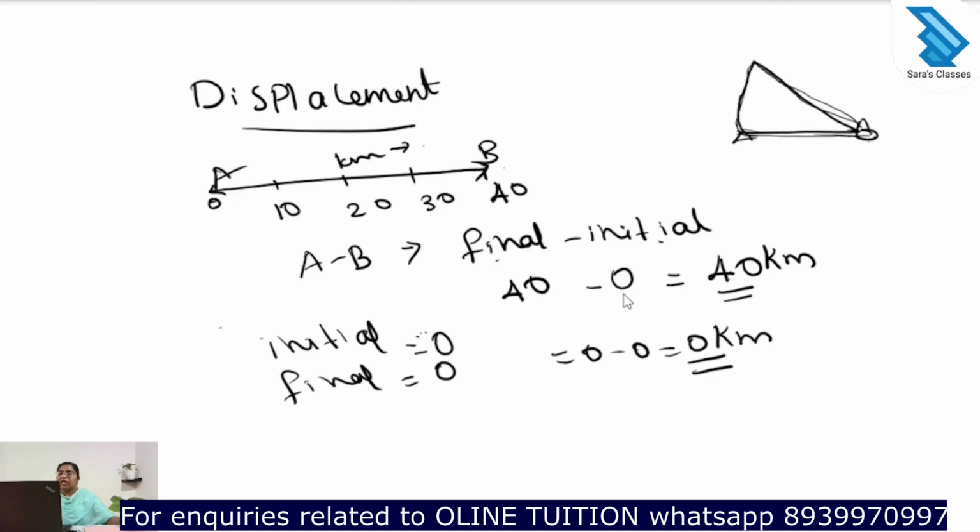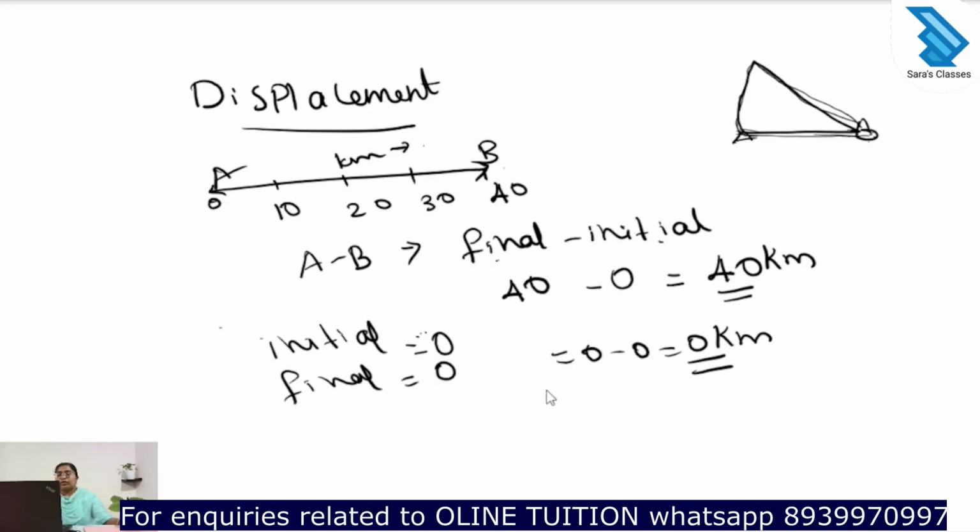But in the case of distance, what happens? Here A to B is 40 and from B to A it is also 40. 40 plus 40 is 80 kilometer. So that is the distance covered by the object. But the displacement here is 0 minus 0, it is 0. So that is the second property.